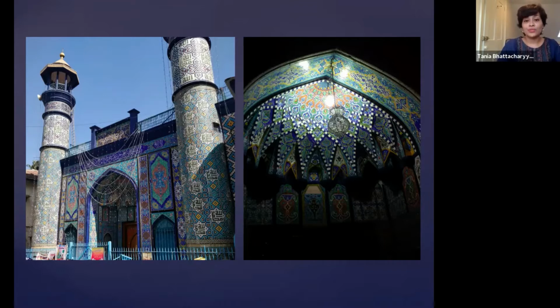And these photos are from Mumbai. One of them taken by me in 2016 and one from Google. This building is known as the Mughal Masjid. Masjid means mosque, and Mughal means, well, we'll come to that. That's what the talk is about.